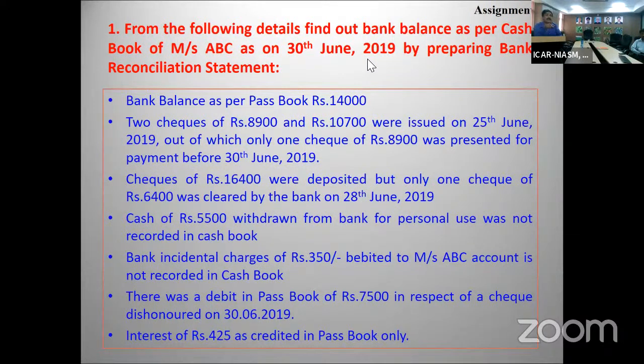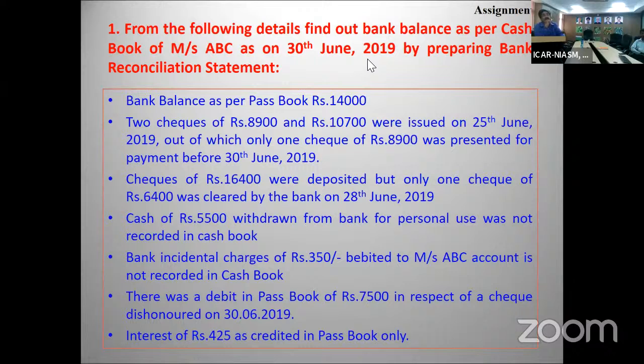Whenever we deposit the check, this is our cash book again, right side. Whenever we deposit, we'll have to write it on the receipt side of our cash book. Receipt side means your balance will be increased. Cash balance will be increased. Means your balance will be like this. So you have recorded the entry of receipt of 16,400, but only one check of 6,400 was cleared by the bank. Bank cleared only one check.